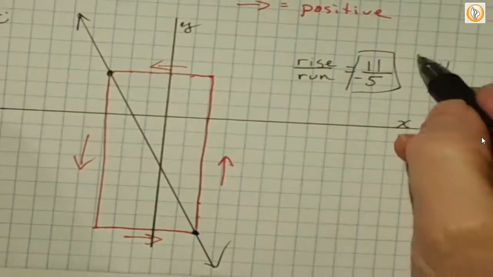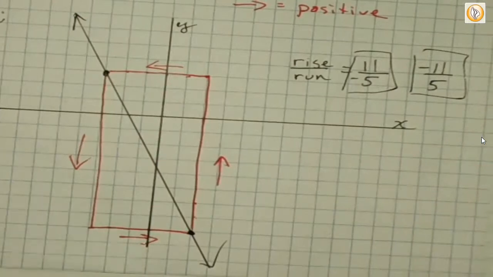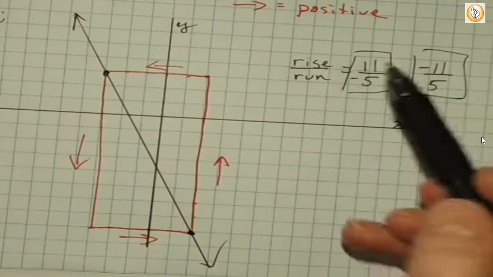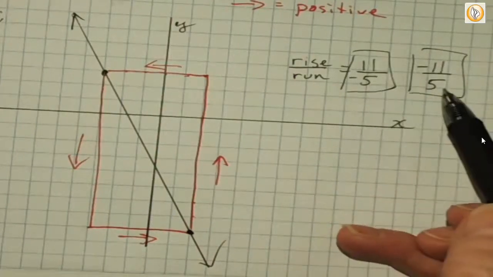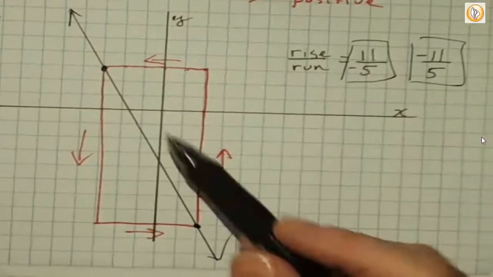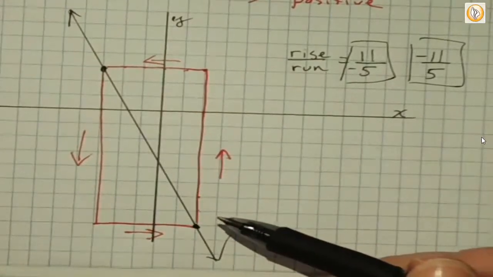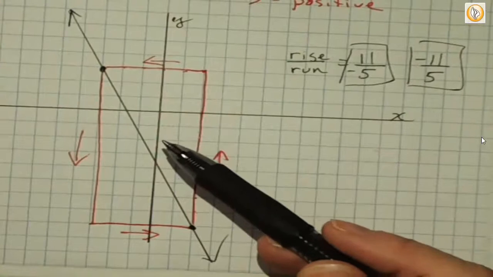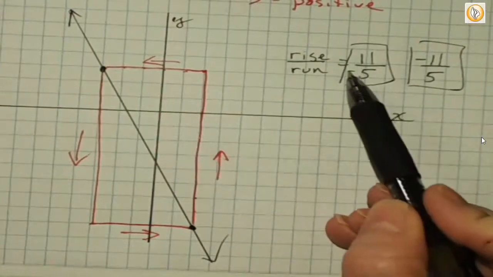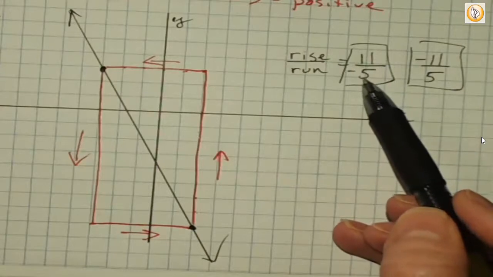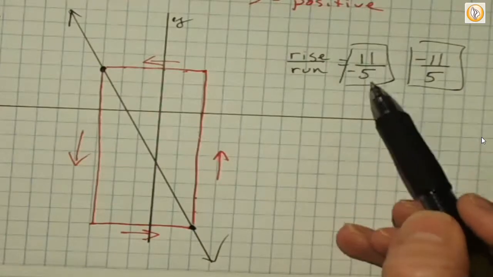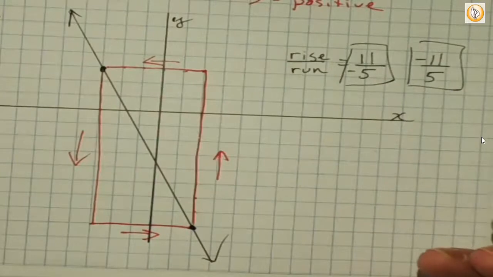Look at that. That is the same slope. That is the same slope. Even though the 11 is positive here and negative here, and the 5 is negative here, positive here, you're still getting the exact same slope. So what that tells you is that the negative can be either on the top number or the bottom number. Not both, because negative over negative gives you positive.